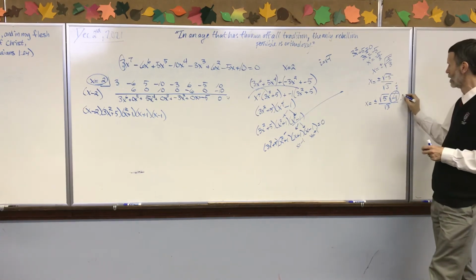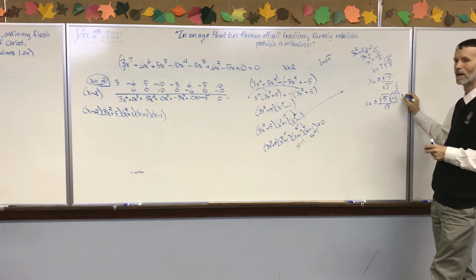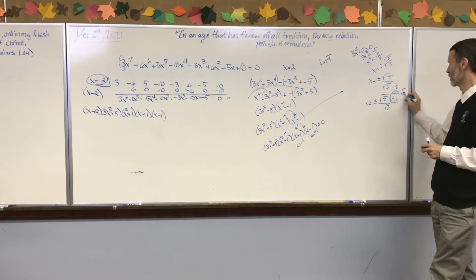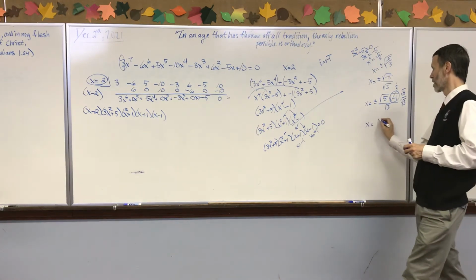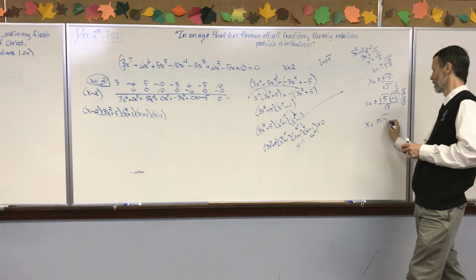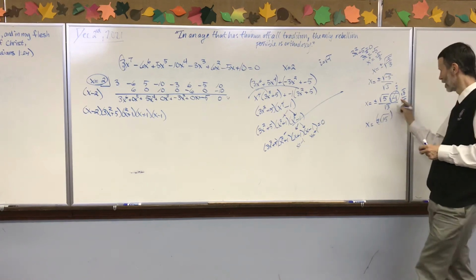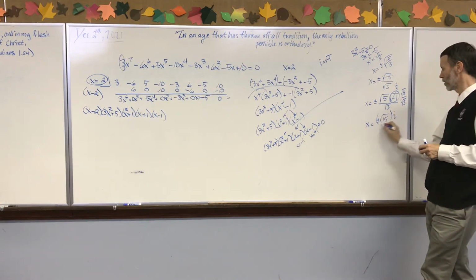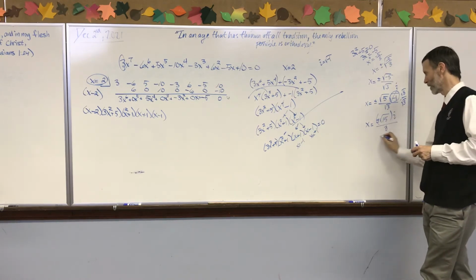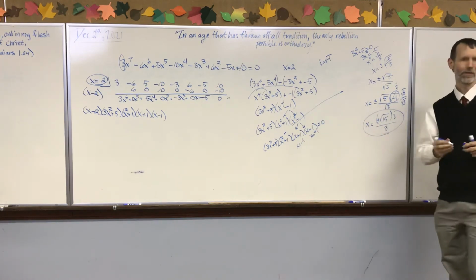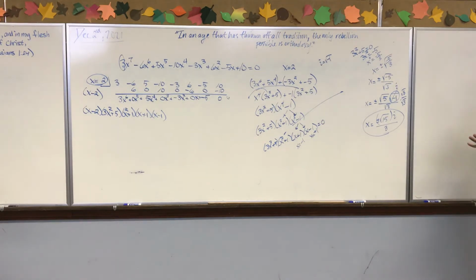Multiply by radical 3. On the top and bottom. What's radical 5 times radical 3? Radical 15. Yep. Times what? i, all over 3. Radical 3 times radical 3 is 3. There are your 2 roots there. Does that make sense? All right.